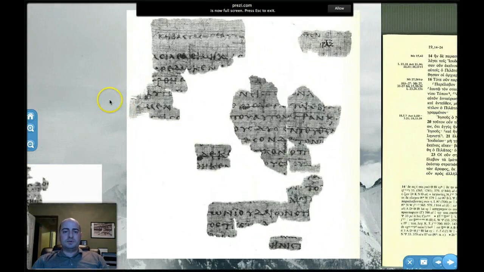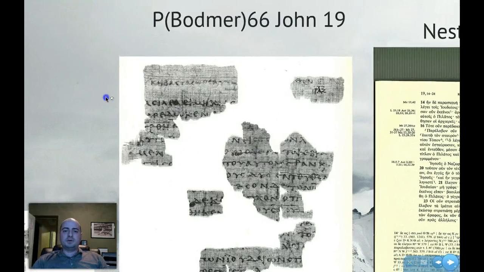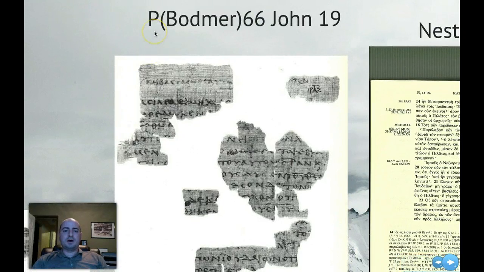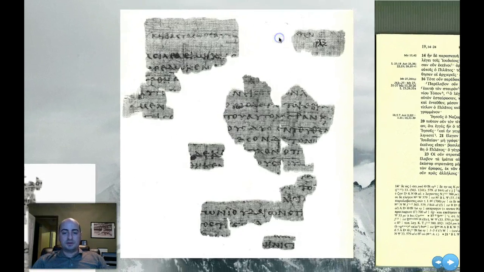Here is one of the earliest texts of the Gospel of John. It's called P, which means papyrus. Bodmer is the guy who published it. P. Bodmer 66, that's page 66, and it's John 19 as we know it. This is what the New Testament looks like.